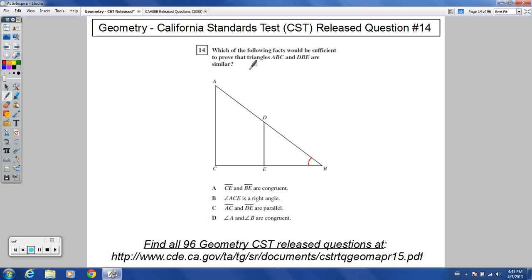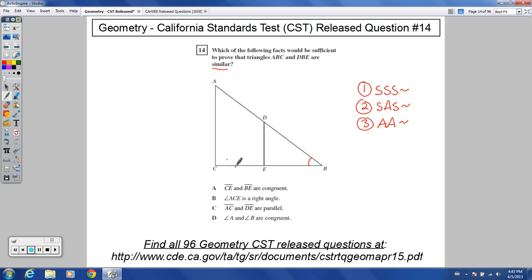Alright, so for similarity though, we're talking about similar triangles. We had three theorems, postulates that we were talking about with similarity. Side, side, side similarity was one. A second was side, angle, side similarity. And a third was angle, angle similarity. Remember with similarity, all angles have to be congruent and all sides have to be proportional. So let's see which one's going to work out.